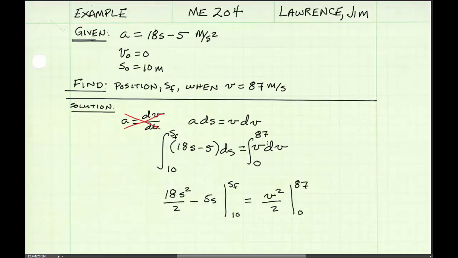It's important to remember that we have a velocity as part of this function on the other side of the equation, and that needs to be integrated so that we end up with the velocity squared over 2. Many times students will forget that that velocity is there, and they'll simply write that this is equal to v evaluated from 0 to 87. But this, however, is not correct.